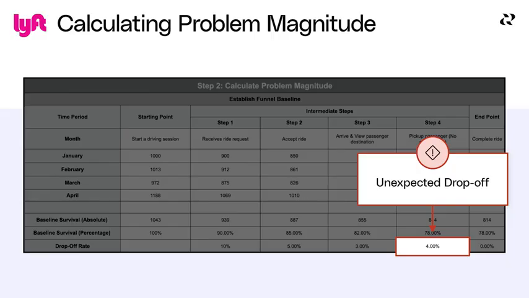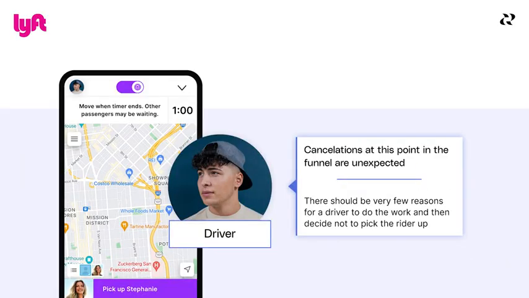In other words, while steps 1 and 2 were the biggest points of drop-off, step 4 was where the team saw an unexpected drop-off. Cancellations at this point in the funnel are unexpected because there should be very few reasons for a driver to do all this work and then decide not to pick the rider up. At the same time, Lyft drivers weren't shown the rider's destination until they arrived at the pickup spot. Imagine you're a driver who has already invested time and gas into driving to a pickup spot. You've already done a lot of work and aren't yet earning an income for it.